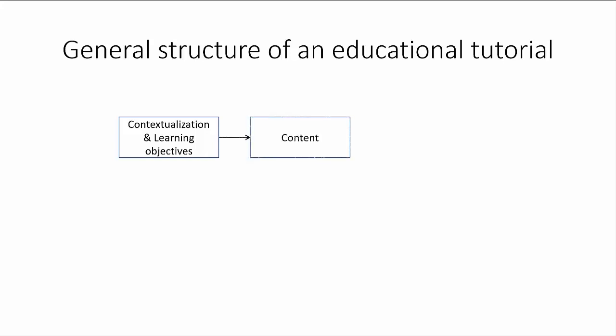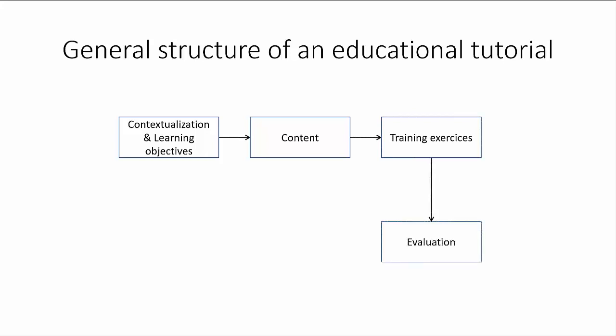This is followed by the content itself, but not necessarily all the content of the video at once, just one independent unit of it. This will make more sense after we explain the following elements. After the content is presented, some training exercises should be given to the student. This will be followed by the evaluation, either by the teacher or the computer itself, if this evaluation can be done automatically. Finally, some feedback should be provided to the student.